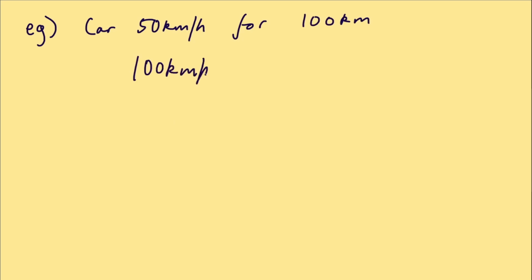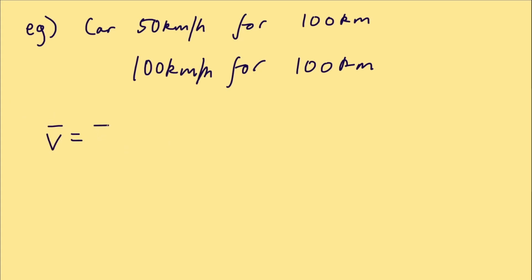Here's a second example. A car drives at 50 kilometers an hour for 100 kilometers. And then the driver decides that's too slow. So he speeds up to 100 kilometers an hour for another 100 kilometers. For this entire trip, what is his average velocity? So let's solve this together.